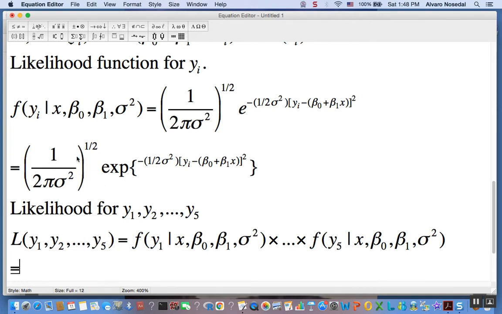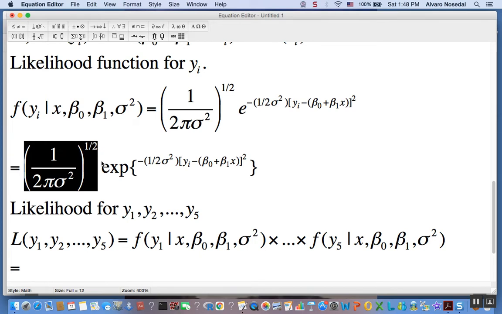So what we have to do is multiply this, right, five times, right? So the only thing that is going to be affected here is the exponent. So what we're going to be ending up with is, instead of this exponent being 1 over 2, it is going to be 5 over 2. Okay?